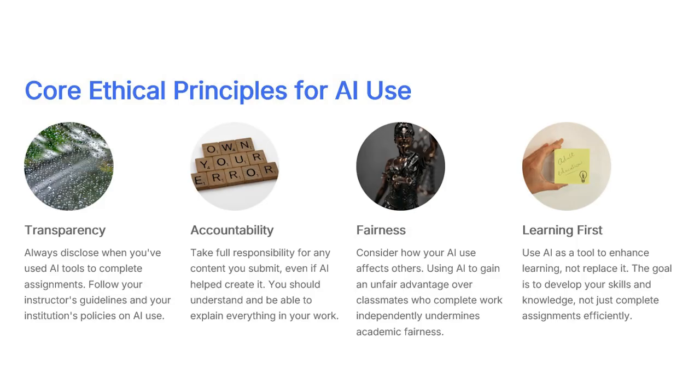The next one is accountability. You want to take full responsibility for any content you submit, even if AI helped you create it. You should understand and be able to explain everything in your work. If you used it, you need to be able to explain it. One way that I like to think about it is, back in the day when I used AI, I used it to help me with guidelines, because I didn't really know where to start with my paper, so I used it for an outline.